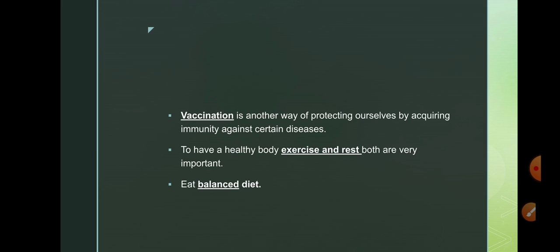Now what is a balanced diet? We have already discussed it. A balanced diet means a diet which contains all the nutrients in adequate amounts. There is one more sentence I would like to conclude with: prevention is better than cure.